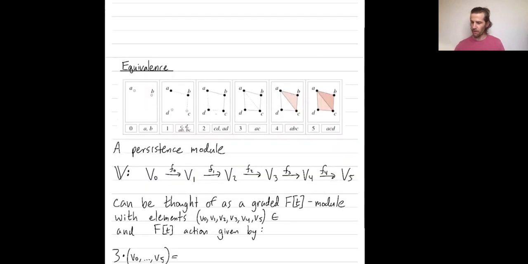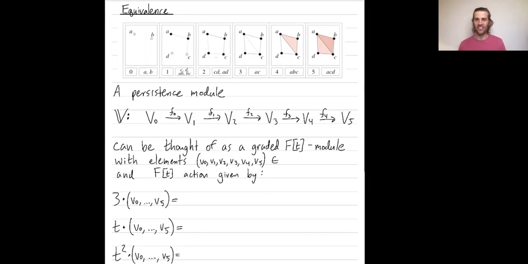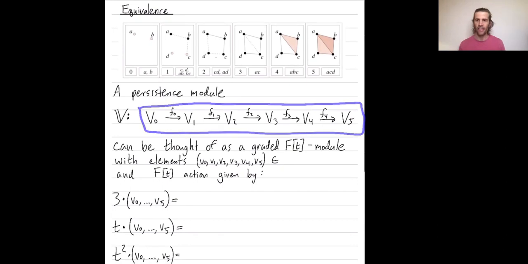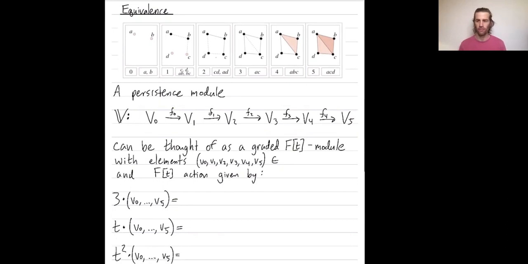Great. So this is the most technical slide. I want to explain an equivalence between persistence modules and graded F adjoint T modules. So I have my persistence module here. I have vector spaces V0 up through V5, and these are all vector spaces over the field F. And I want to explain how you can think of this data of all the vector spaces and the linear maps between them as a graded F adjoint T module.